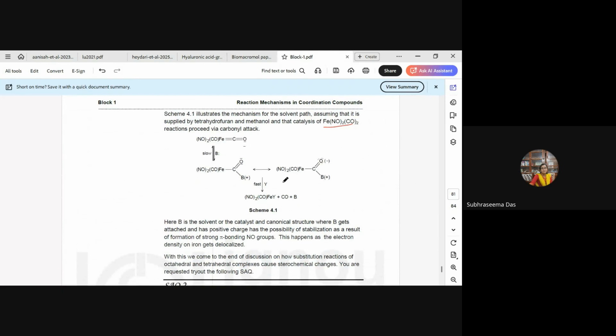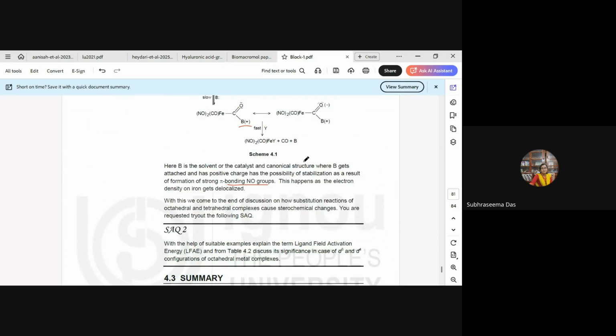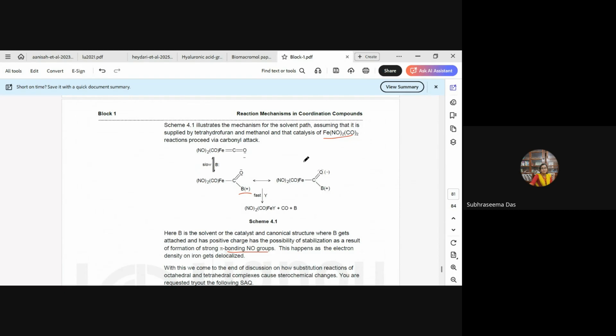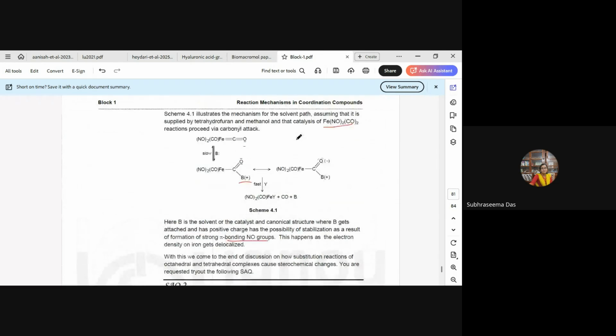Here B is the solvent or the catalyst, and in the canonical structure B gets attached and has a positive charge. Here you can see in this step B, the solvent, acquires a positive charge, and it has the possibility of stabilization as a result of the formation of strong pi bonding with the NO groups. This happens as the electron density of the iron gets delocalized. So this is one case which explains the nitrosyl carbonyl mechanism by carbonyl attack, the solvent pathway.